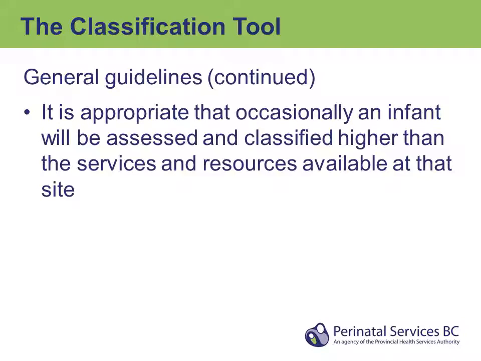It is appropriate then, in so doing, that occasionally an infant will be assessed and classified higher than the services and resources available at that site. In other words, it is possible and acceptable that a baby could be classified as a 1B in a site that does not normally care for babies with those needs. This is important to know, as it is what informs the planning process.